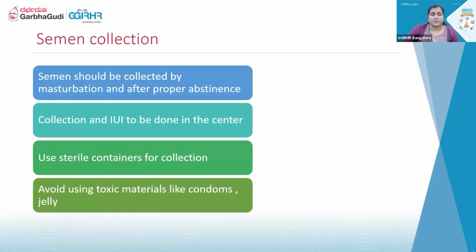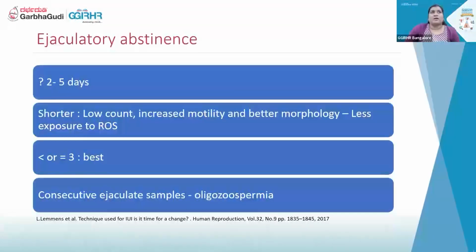What are the points to be remembered when semen collection is being done? Semen should be collected by masturbation and after proper abstinence. We'll discuss the abstinence again. Collection and IUI should be done in the center, preferably. We use sterile containers for collection, and we avoid using toxic materials like condoms and jellies because they will be harmful to the gametes. What is the abstinence period that is required?